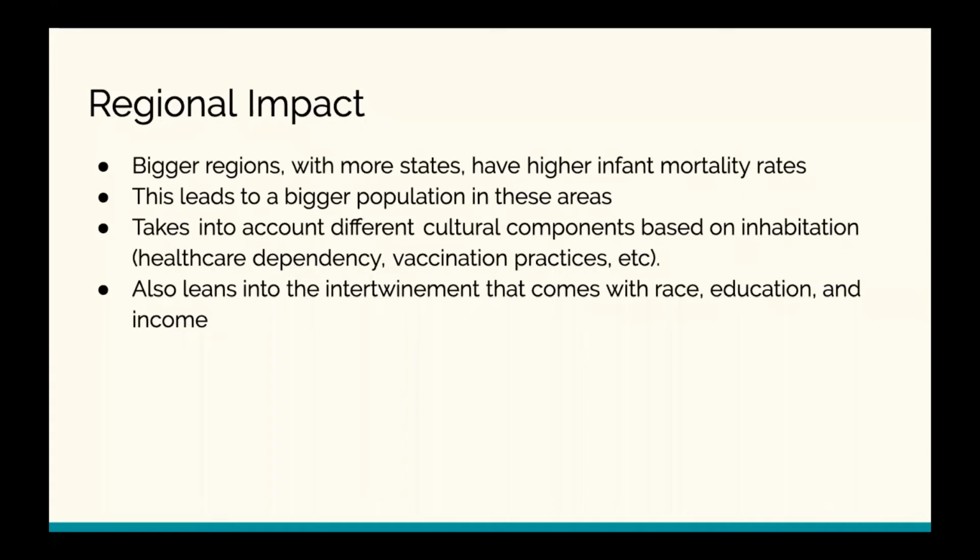These include healthcare dependency, vaccination practices, and other things like this. So that can be the difference between you deciding that you have to go to a doctor if you're feeling sick and ill, or if your baby is feeling sick and ill, versus if you are a holistic person who believes in using oils and herbs to heal your sicknesses. But it also leans into the intertwinement that region has on race, education, and income, just to name a few, but other demographic nomenclatures as well.